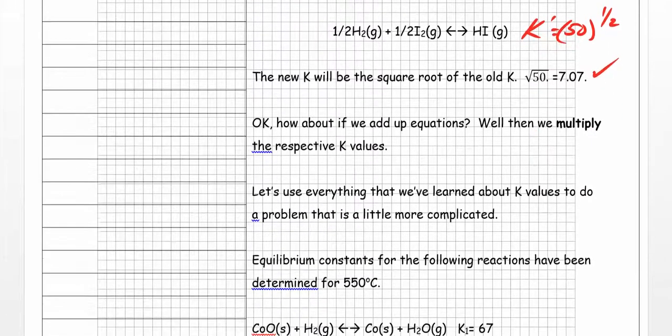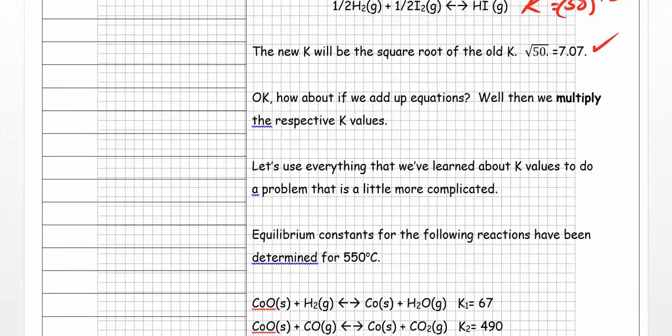What happens when we change the equilibrium in some way? All right, let's take a look at this one right here. What if we add up equations? Then what? How do we handle the K's? Well, then we multiply, being the operative word here, we multiply the respective K values.